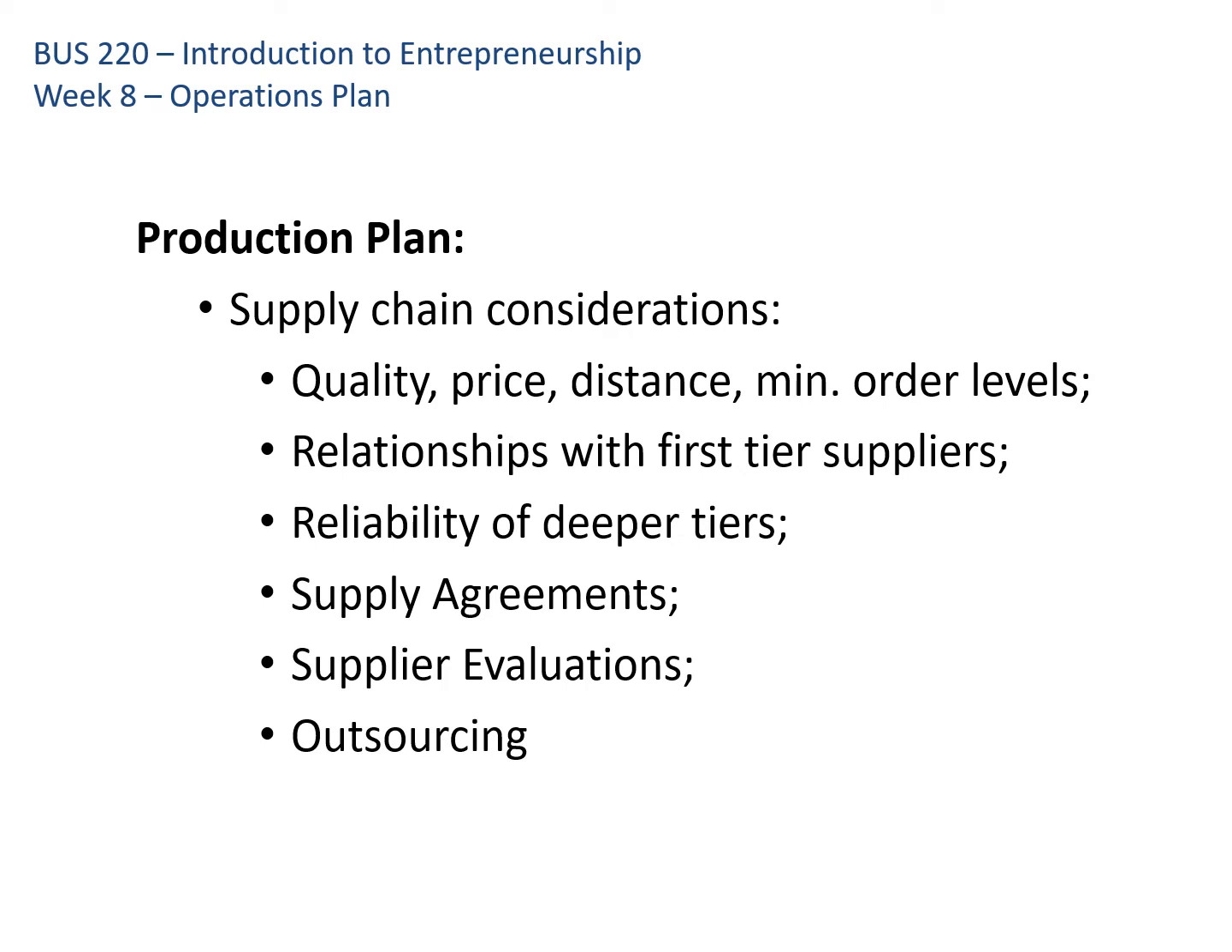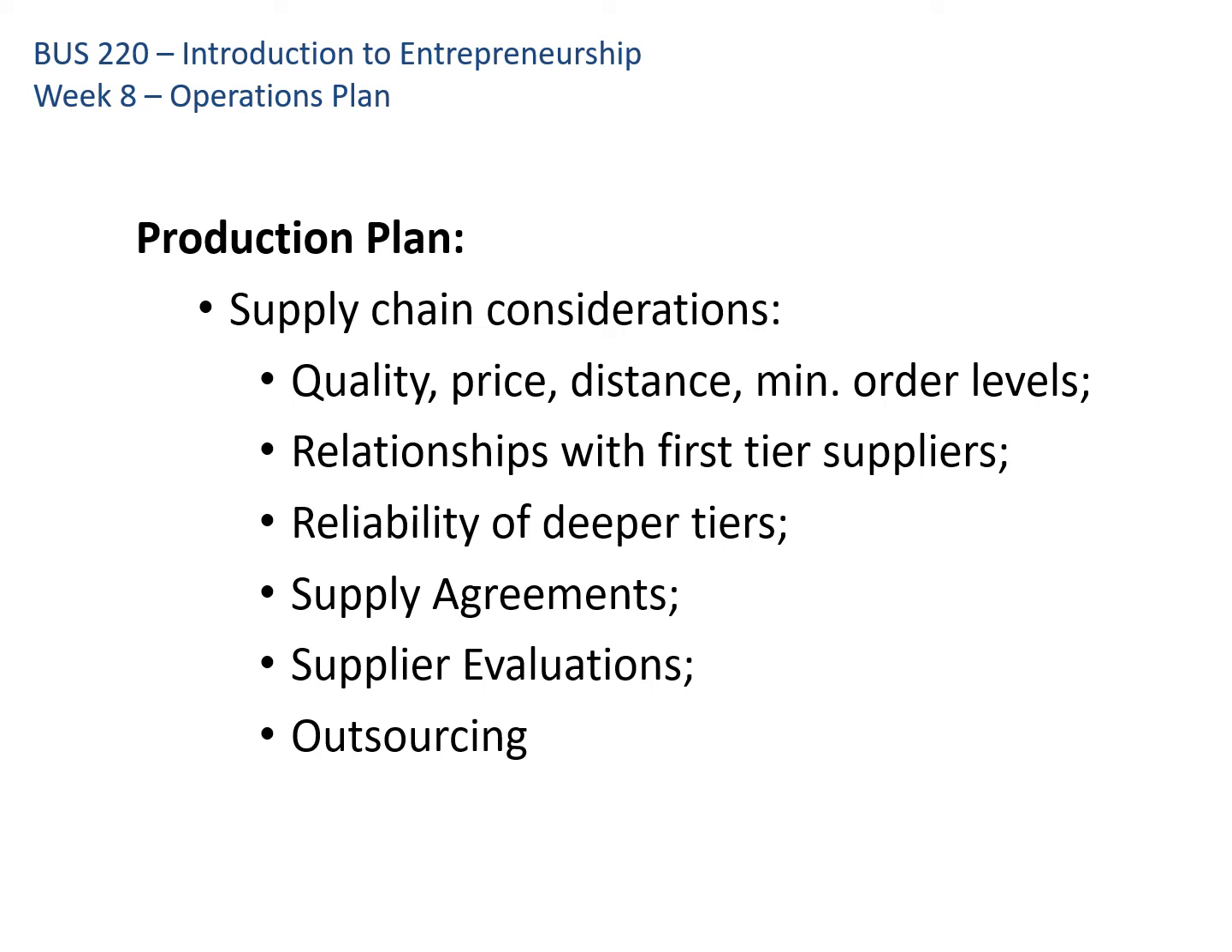Distance from you, there are two factors involved there. One is the cost of freight and getting it to you. The other is the length of time it takes to get to you that you have to factor in. And then minimum order levels. So some suppliers don't want to mess with a small order. They only want large orders, and that may put some limitations on who you want to order from.